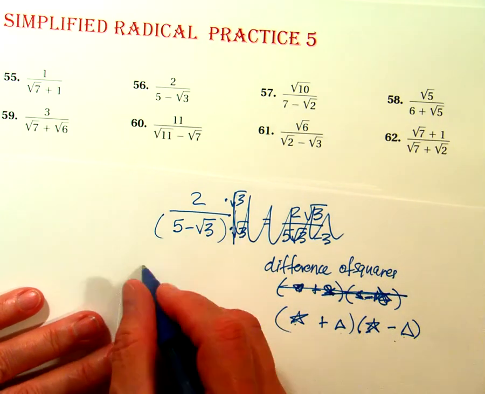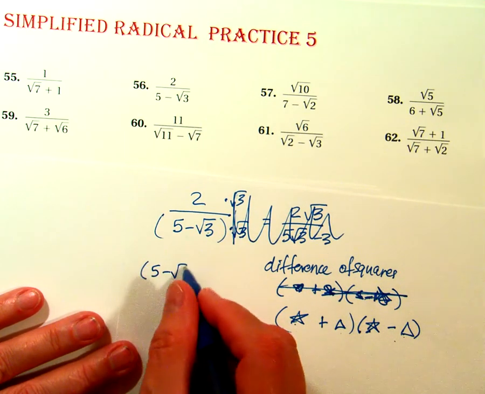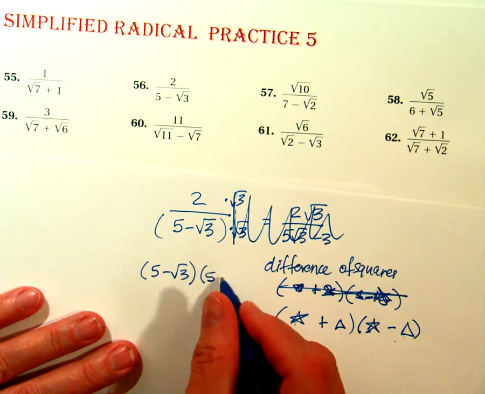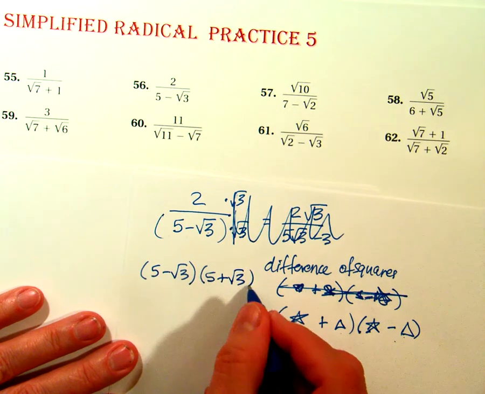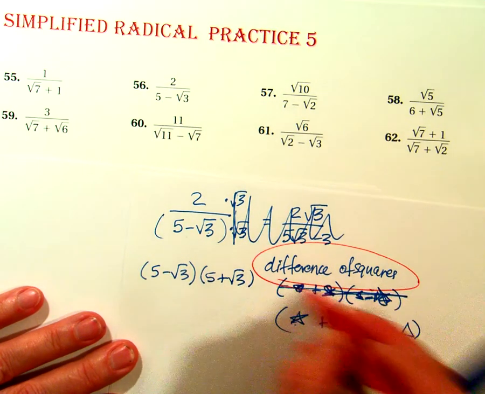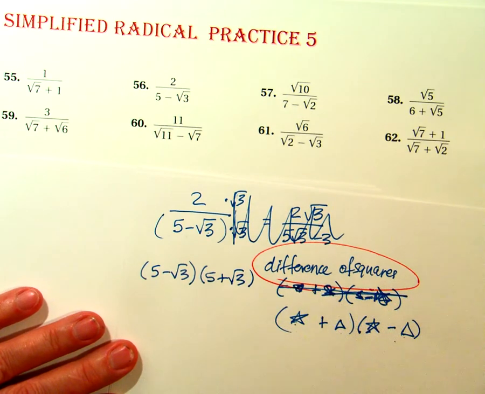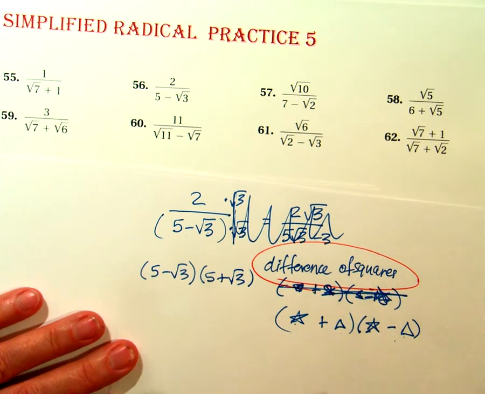So what we're going to do here, we're going to say 5 minus the square root of 3 times 5 plus the square root of 3 using the difference of squares. But we're using it backwards. When we did it before in factoring, we started with the squares and then came to the square roots. So we're going to work backwards and find it now.